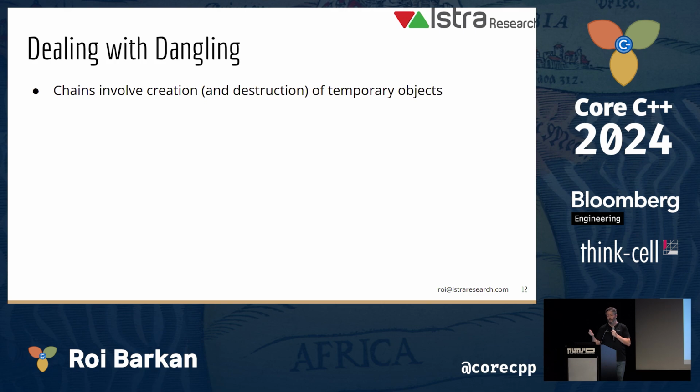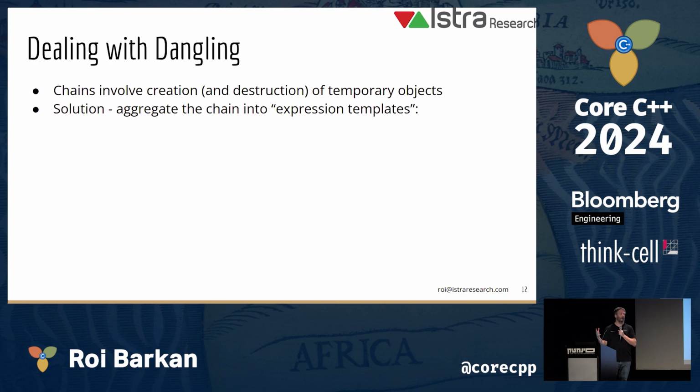Okay, so as mentioned, the chains involve the creation and destruction of many, many temporary objects. By the way, this has nothing to do with the infix notation or the pipeline notation. In both cases, when we have these chains of function calls, one into the other, all the temporaries live until the semicolon, but once the semicolon arrives, all the temporaries get destroyed.